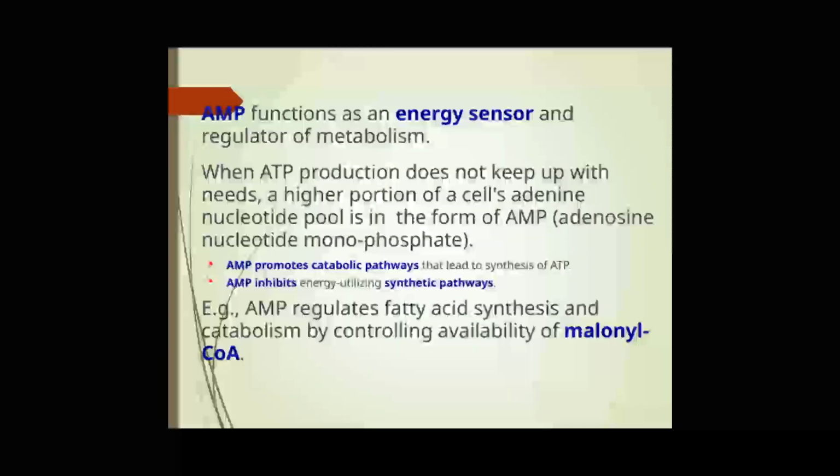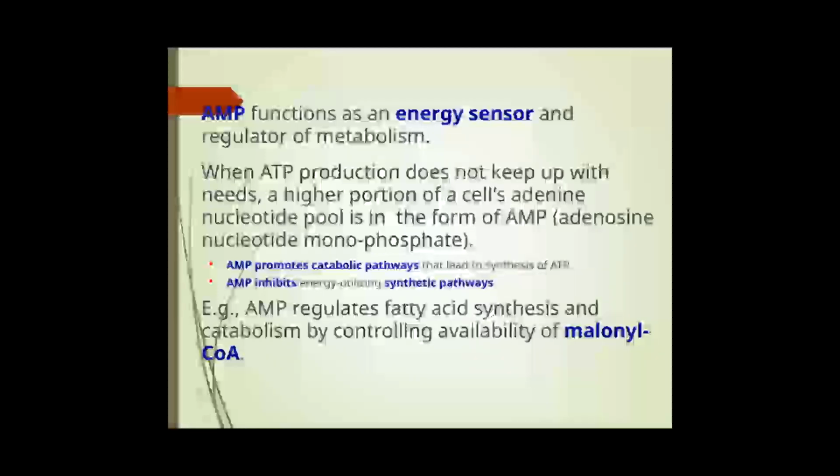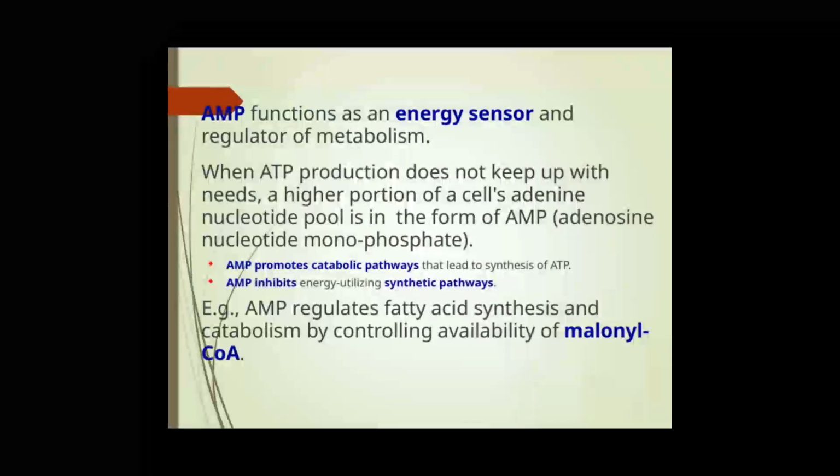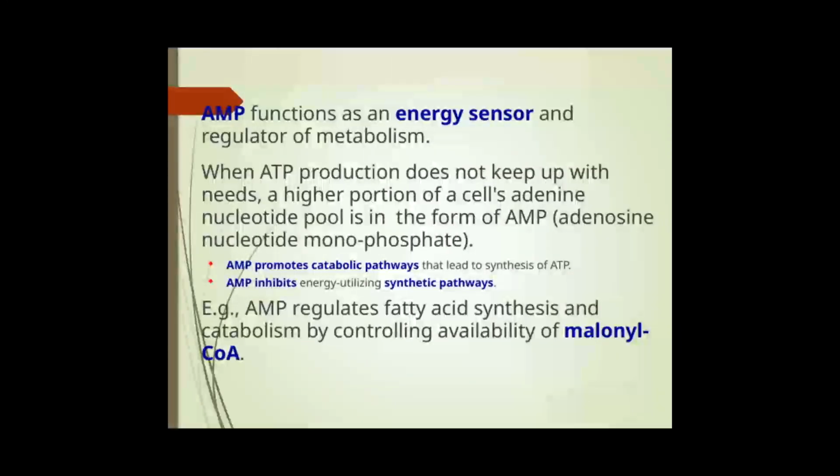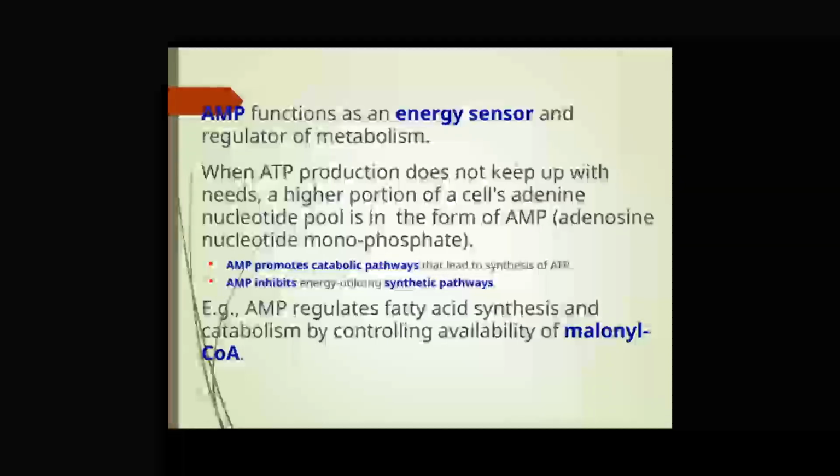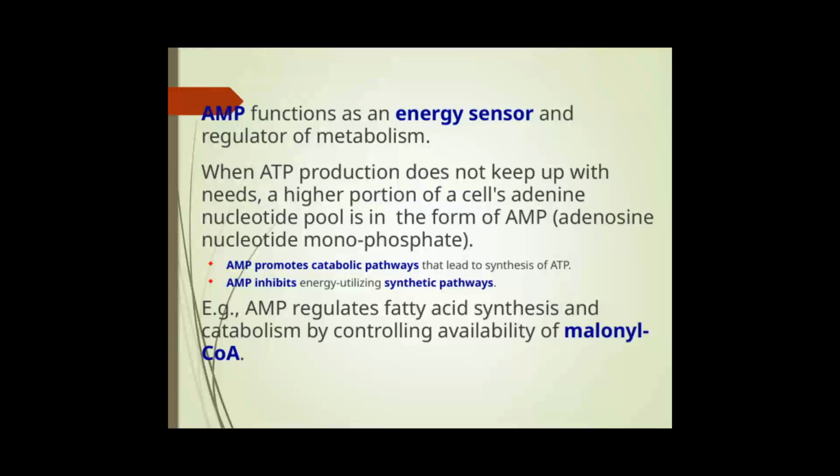When the cell's ATP production isn't keeping pace with its energy demands, you'll see a higher proportion of adenine nucleotides in the form of AMP. This shift signals that the cell is low on energy. And what does AMP do in response? It promotes catabolic pathways. Those are the processes that generate ATP, helping the cell restore its energy balance. At the same time, AMP inhibits energy-consuming synthetic pathways, essentially putting a brake on processes that aren't immediately necessary when energy is scarce. A key example of this regulation is in fatty acid metabolism.